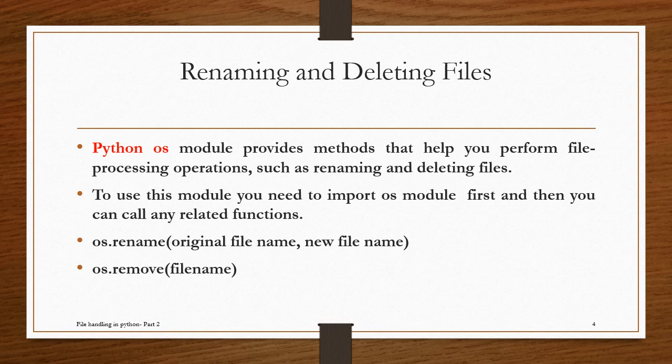os.rename is used to rename a file, whereas os.remove is used to remove or delete a file from a folder or from the system memory. The rename method accepts two parameters, the original file name followed by the new file name, whereas the remove method accepts one parameter, the file name of the file that is to be removed.